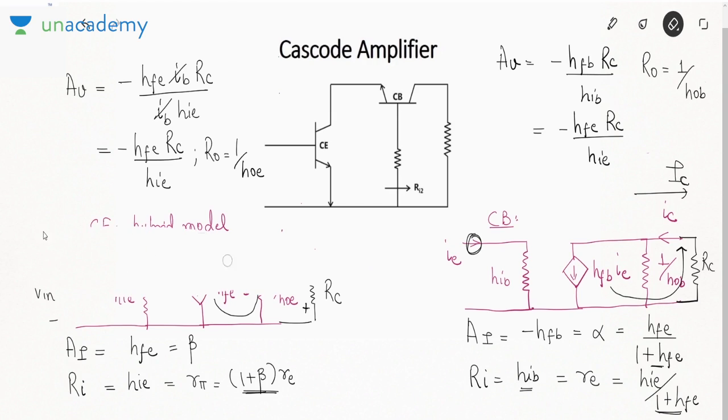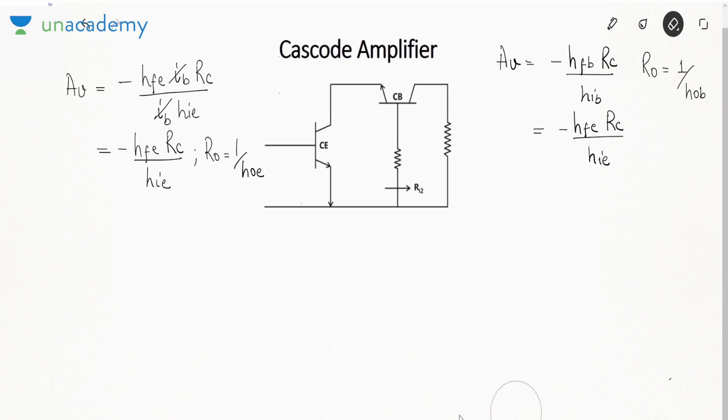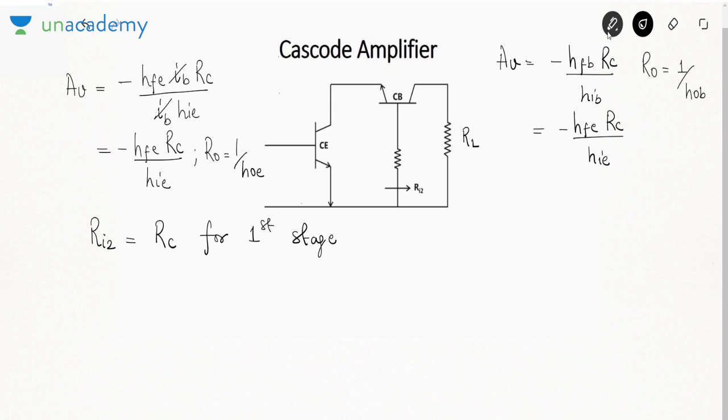I'll remove this. See what happens. The input resistance of second stage will work as the output resistance of the first. What I mean to say is Ri2 will work as RC for first stage. Okay. And this suppose is load resistance, then that means, let me write RC1 here and RC2 here. And RC2 then will be equal to RL for second stage.